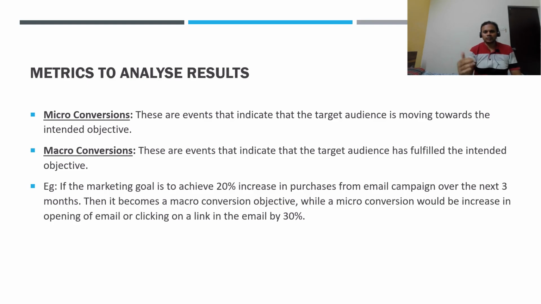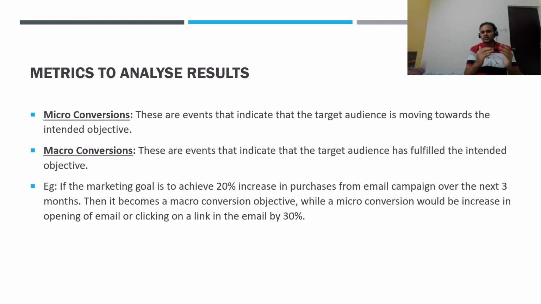The micro conversion would be something like, let's say you are running an email campaign and you want to increase your purchases by, let's say, 20%. So the macro conversion would be the users using the email channel to end up making a purchase. That is what you're going to track. Whereas a micro conversion would be incremental open rate or click-through rate. These are what you call micro conversions.